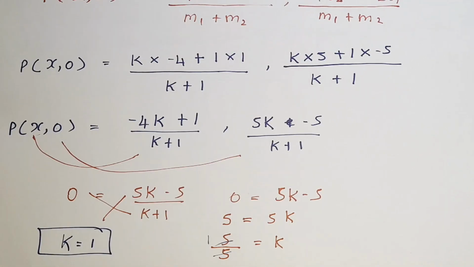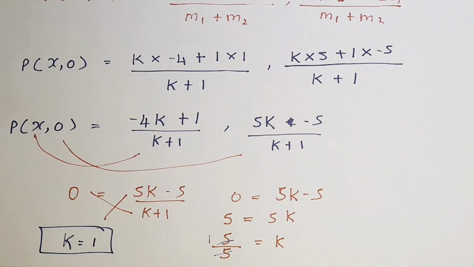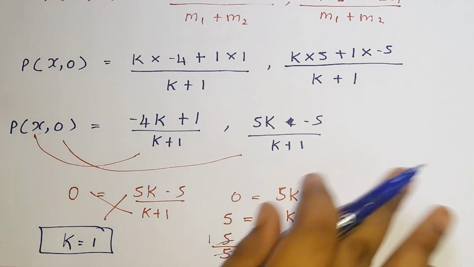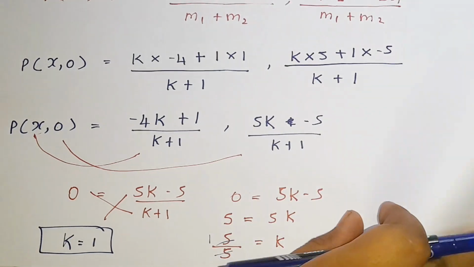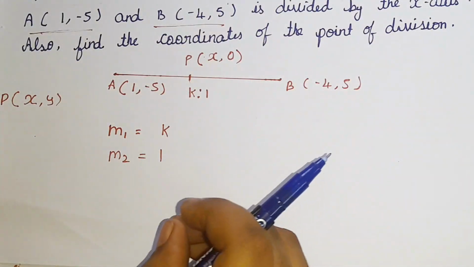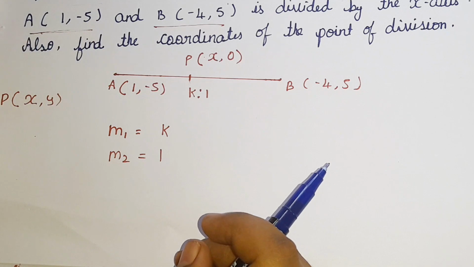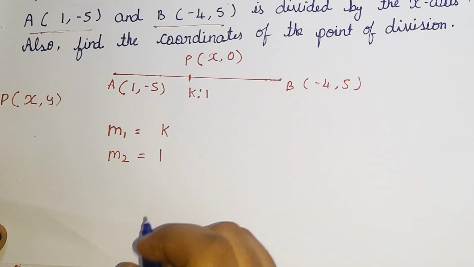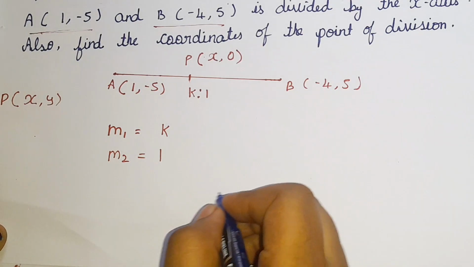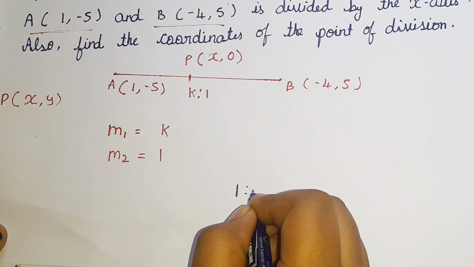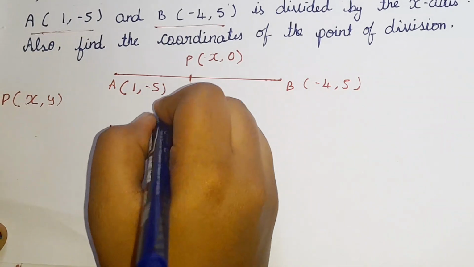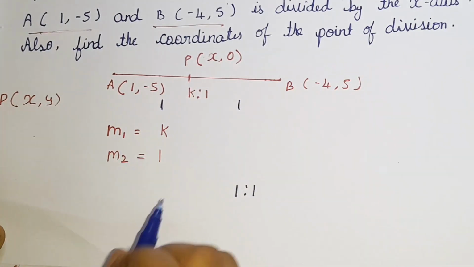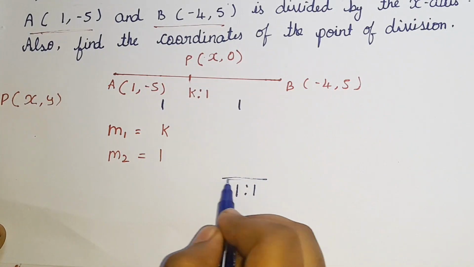Alright. So guys, I got the k value as 1. So now what are we supposed to do? Since we got the ratio, that is k is equal to 1, let me look at the first one once again. We took m1 as k and m2 as 1, isn't it? So now we know the k value, that is 1, so we can just say the ratio is 1:1. Here 1 and here 1, it is dividing like this. That is 1:1. So this is going to be the ratio.